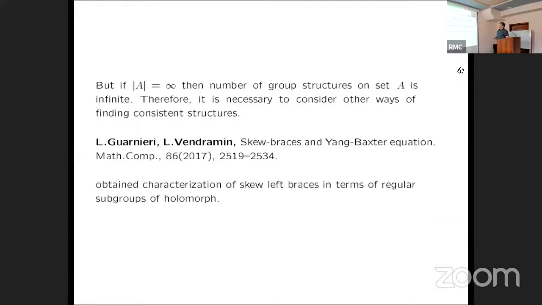If A is infinite, then the number of group structures on the set A is infinite. Therefore, it's necessary to consider other ways of finding such structures. And I think the main result in this direction was obtained by Guarnieri and Vendramin. They obtained a characterization of left skew braces in terms of regular subgroups of the holomorph.